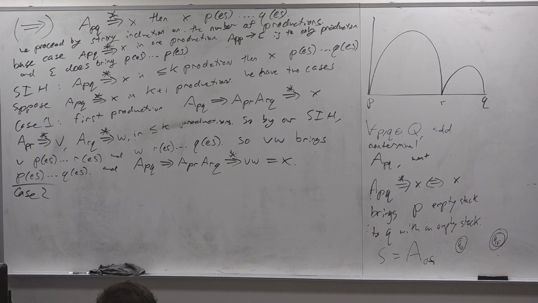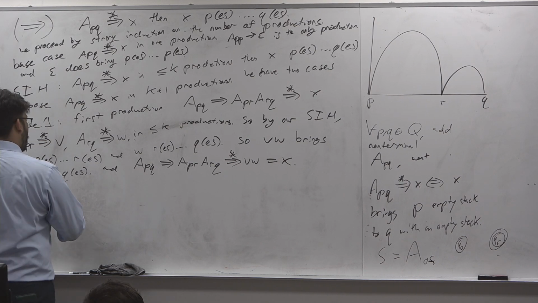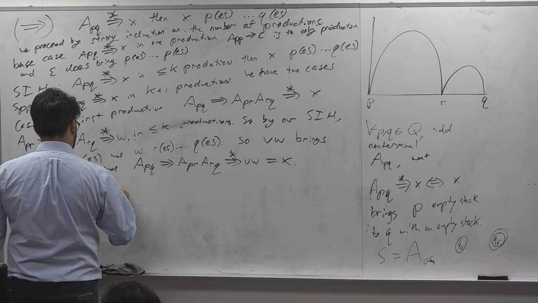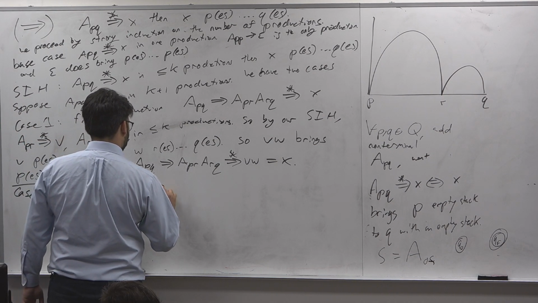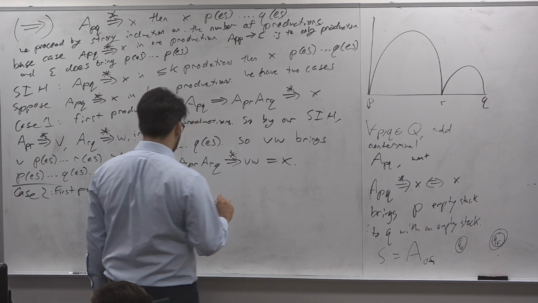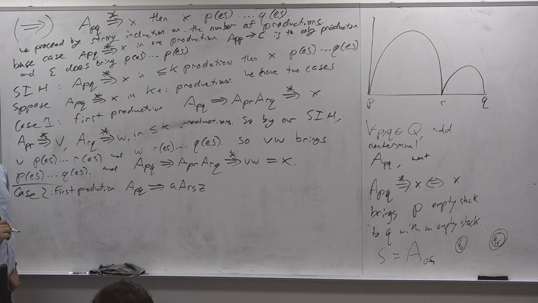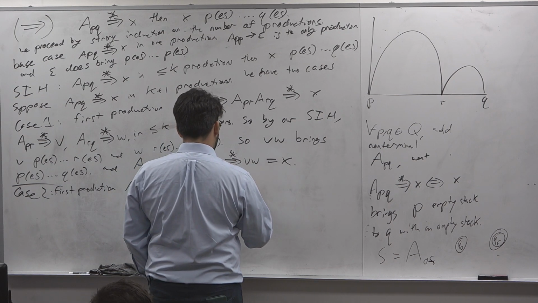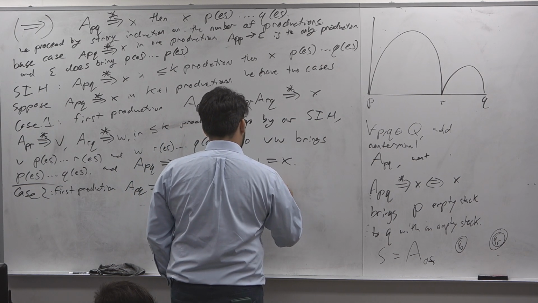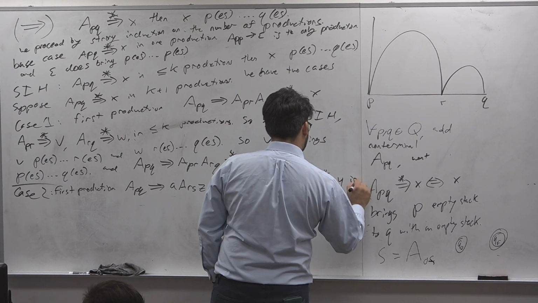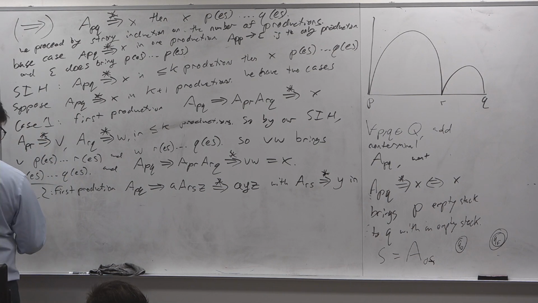Questions on that case before we continue? Okay. Case 2, the first production is of the form A_PQ produces A A_RS Z, which produces in 0 or more steps some string, let's say AYZ, with A_RS producing a string Y in, we don't know how many productions, but definitely less than K.